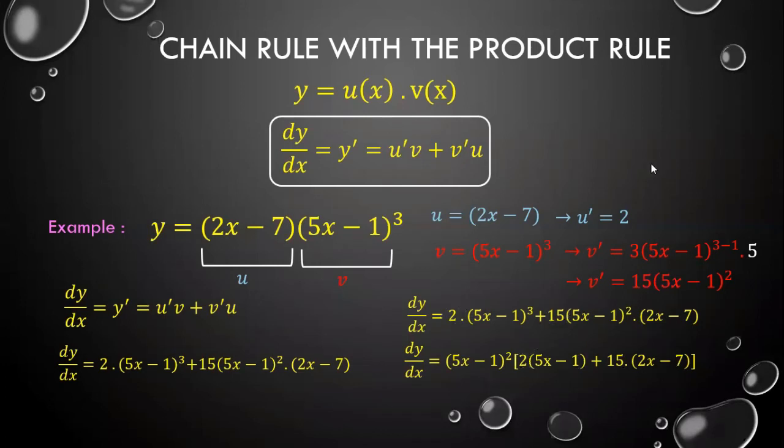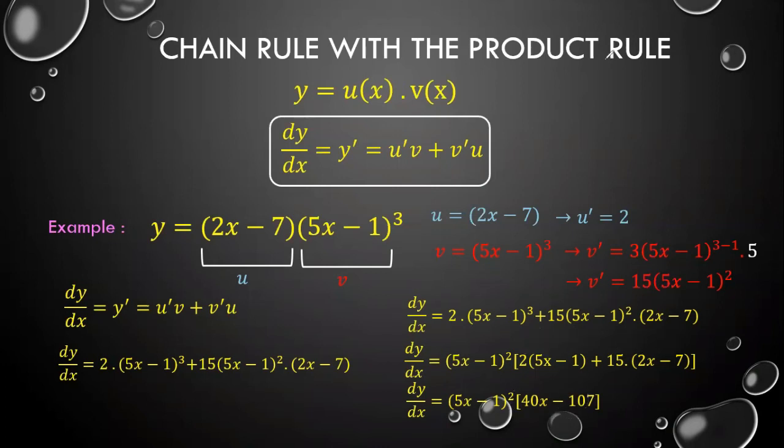Okay, students, so we can simplify, right? So dy over dx equals 5x minus 1 squared times 40x minus 107. Okay, 2 times 5x is 10x. 2 times minus 1 is minus 2. So 10x minus 2. And this one, 15 times 2x is 30x. And 15 times minus 7 is minus 105. So that's why we got 40x minus 107. Is it clear to everyone?